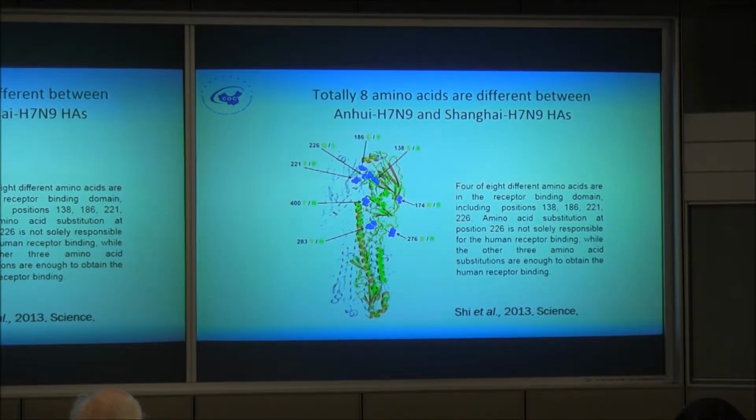You look at the HA. Those 2 viruses have only 8 amino acid differences. 4 of them are located in the stalk region. As I mentioned, that has nothing to do with receptor binding, so we don't care about this. But look at here: the other 4 amino acids are located in the receptor binding domain.